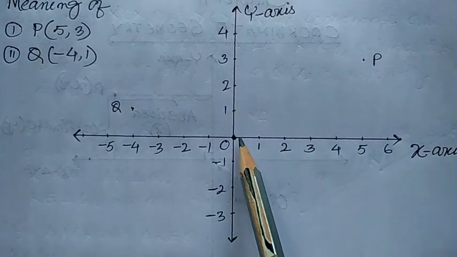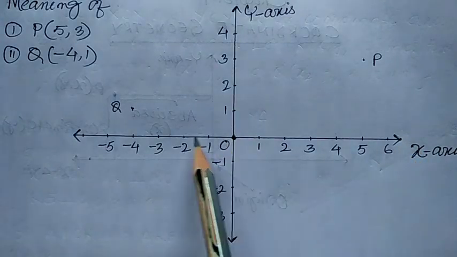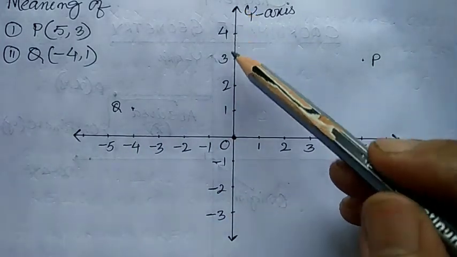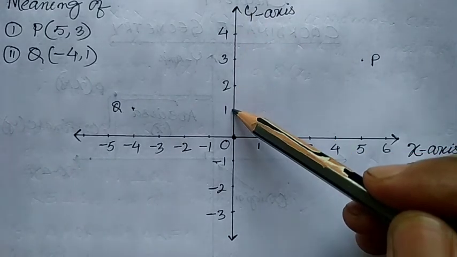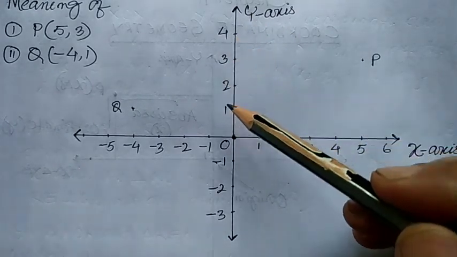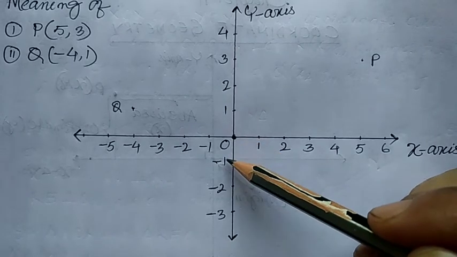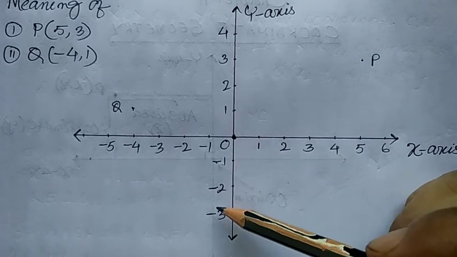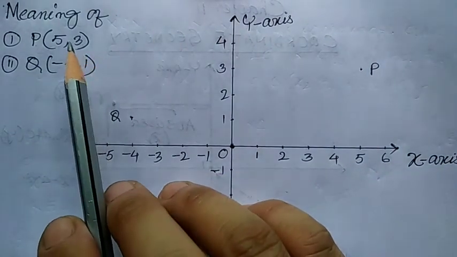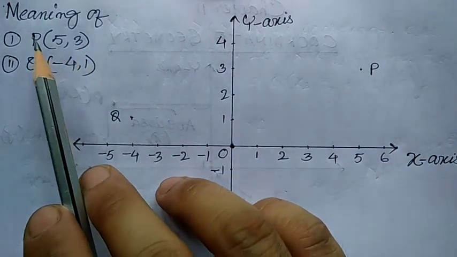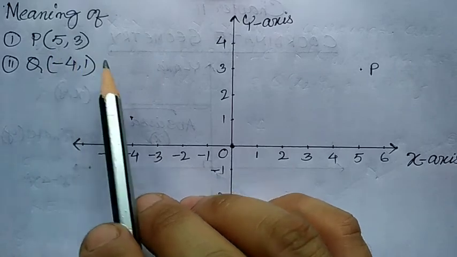So on the x-axis, the right side we take plus, the left side we take minus. Like that on the y-axis, from the origin above we take 1, 2, 3, 4 which are plus, and below the origin the numbers taken are -1, -2, -3. Now let's try to understand the meaning of this point (5, 3).